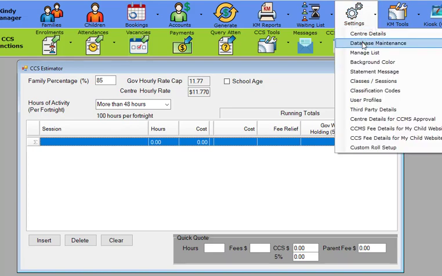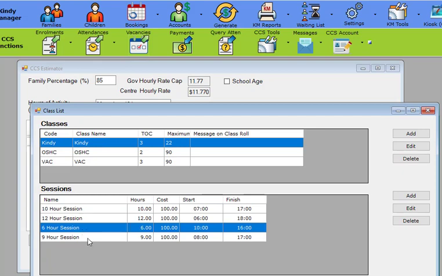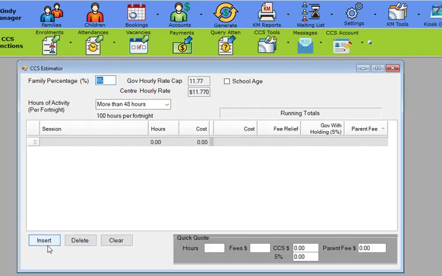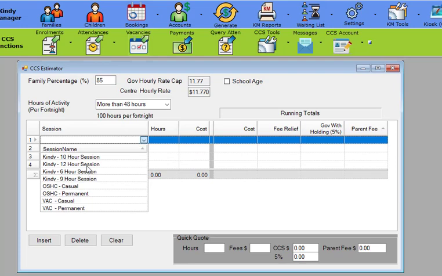For the purpose of this little demonstration, we've set up a class called Kindy. I've introduced a session for 6, 9, 10 and 12 hours just so that we can use some sample data and play with some facts and figures here for you.